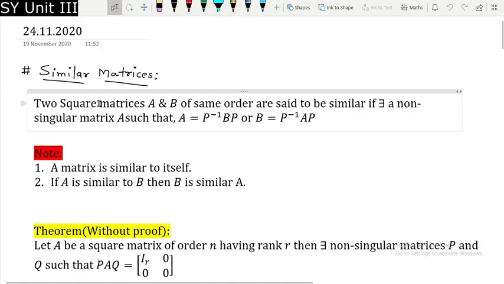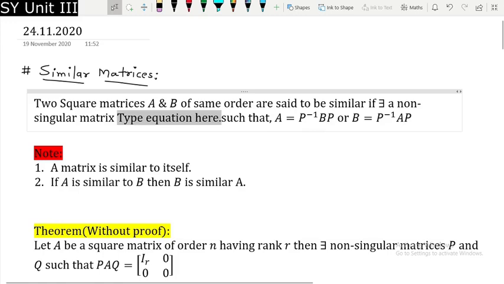Two square matrices A and B of the same order, it is important. Whenever you have two matrices of the same order, they are said to be similar if there exists a non-singular matrix P such that you can write A in the form P inverse BP, or you can write B in the form P inverse AP. I hope you are getting my point.